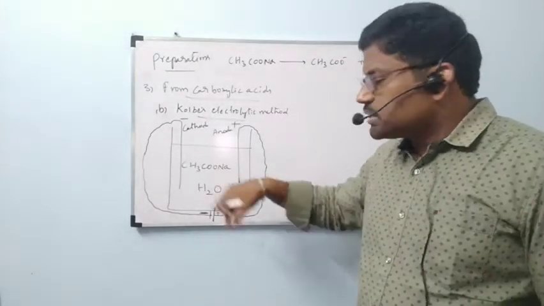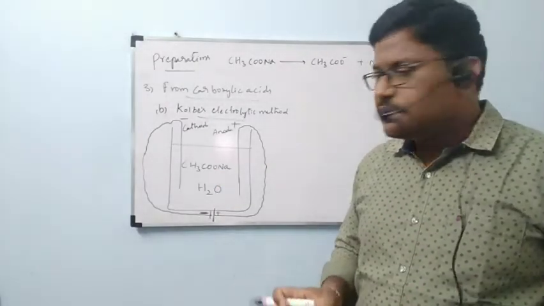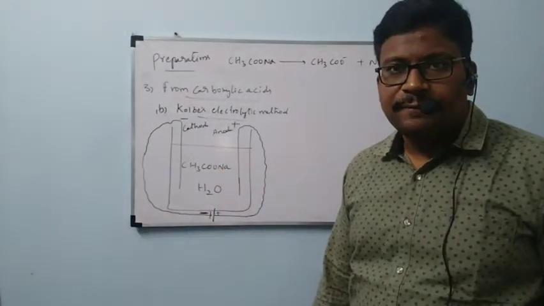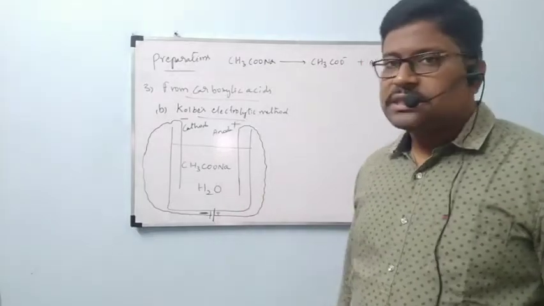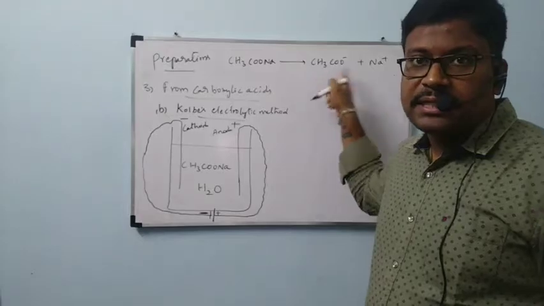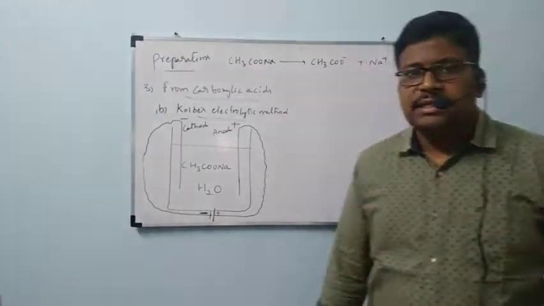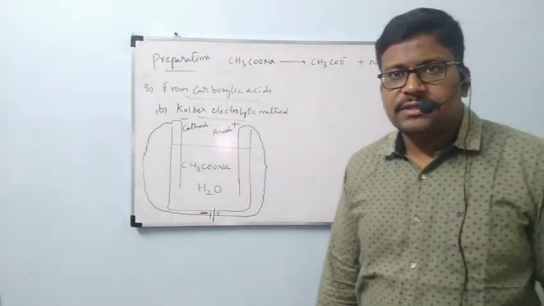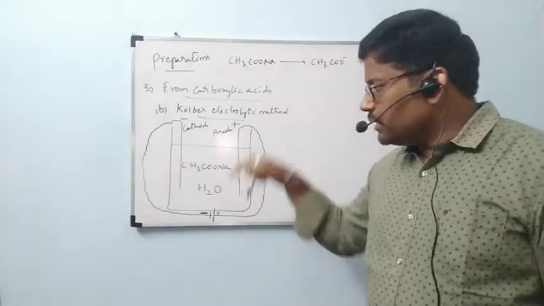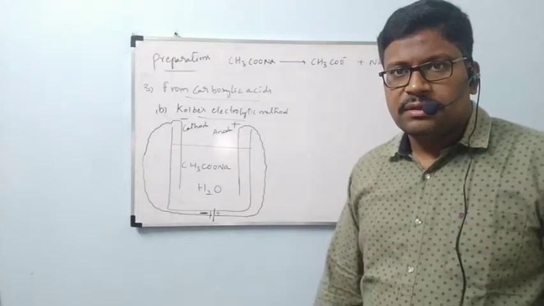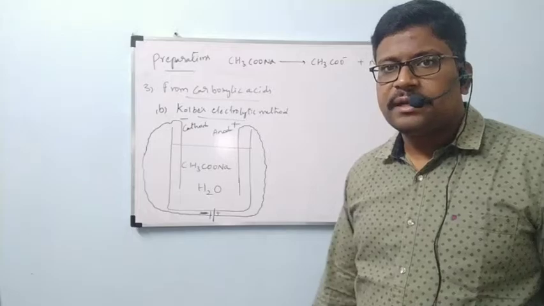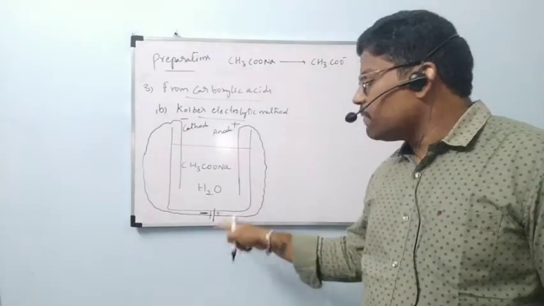Now, initially we have taken one beaker. Into that beaker we considered a solution of CH3COONa. When CH3COONa is dissolved in water, it is present in the form of CH3COO minus and Na plus ions. Into that solution we dip two electrodes, two metal plates, in which one metal plate is connected to the negative terminal of the battery and another metal plate is connected to the positive terminal of the battery.